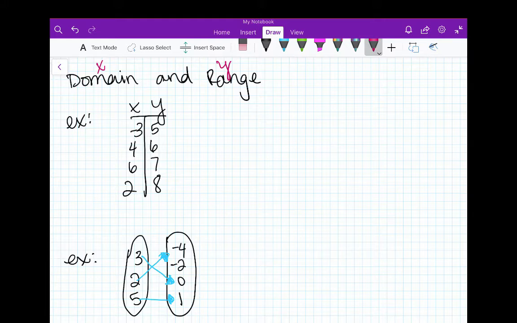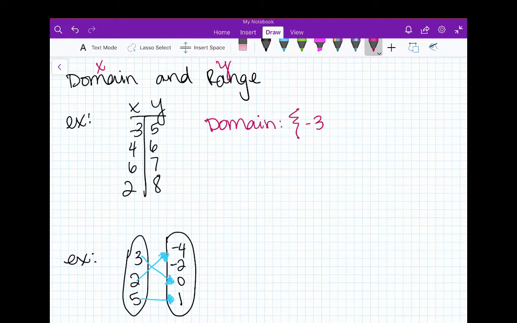So in our first example, we have a table of values. And so our domain, again, is the x. Our domain is -3, 4, 6, and 2.